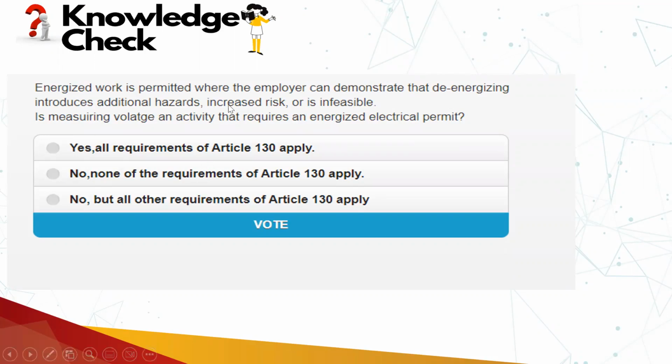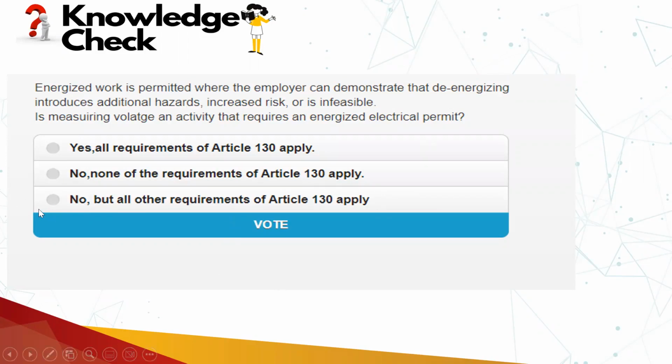Is measuring voltage an activity that requires an energized electric work permit? Sorry, voltage measurement does not require an energized work permit. No, but all other requirements of Article 130 apply. So C is the right answer. Because other things, related to selection of the personal protective equipment, the qualified person, the requirement of only a qualified person to perform that particular task, and so on, need to be followed.